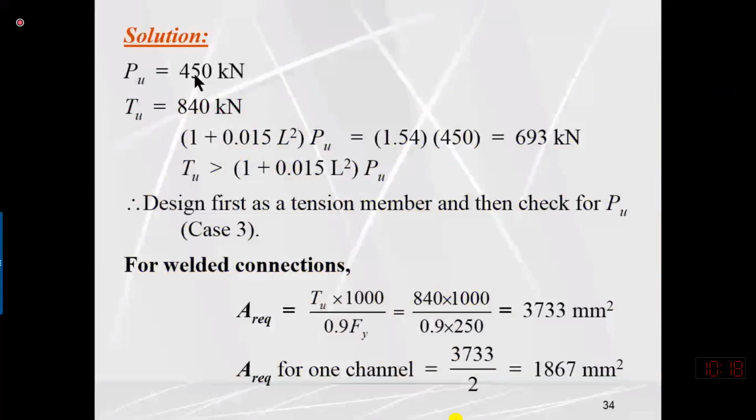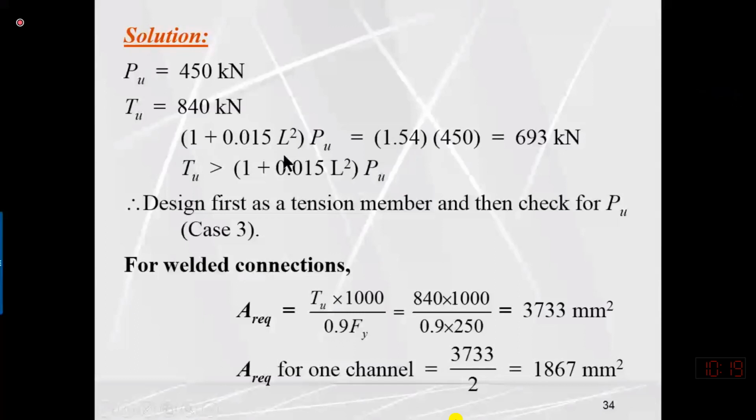This means that this member is now a stress reversal member. In a stress reversal member, the right hand side of the equation is 1 plus 0.015 into L square. L is 6 meter, so 6 square is 36. 36 multiplied by 0.015, and if we add that to 1, we have the answer 1.54.